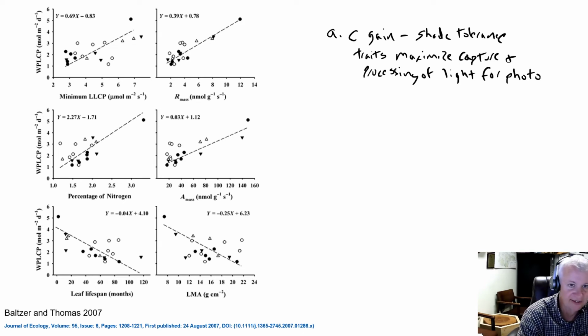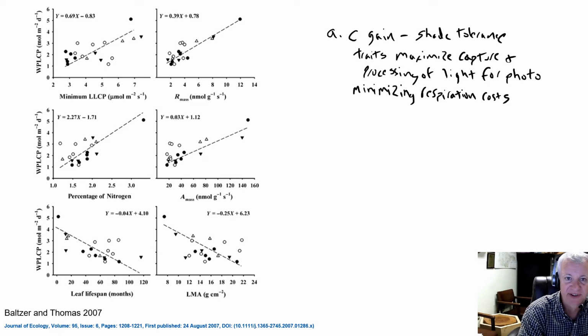And it usually also includes minimizing respiration costs, because that's the flip side of the coin. A particular species could be very efficient at capturing photons and photosynthesizing, but if it has high maintenance respiration, then it's all for naught, because that carbon will be lost. So these are probably the most important and common traits or organization that we would expect, but there are likely others as well.